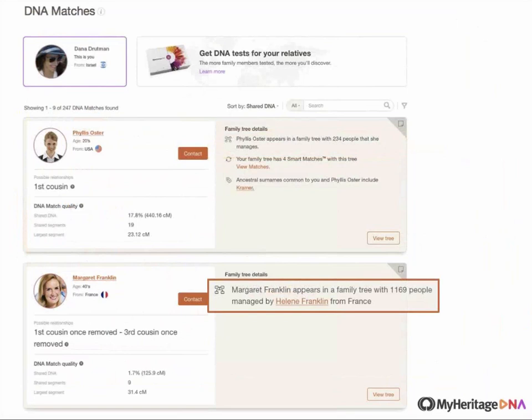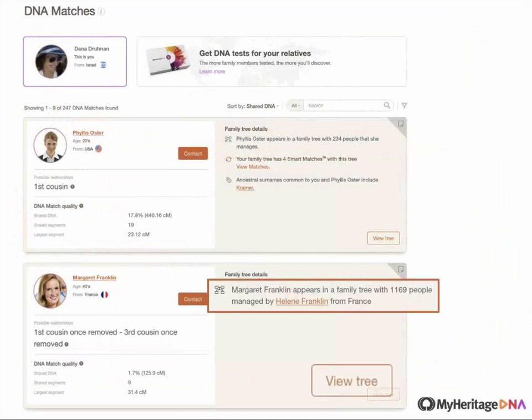So it might be more interesting to start exploring the DNA matches that you find between people that have a family tree, because it will help you analyze and investigate and have a better understanding of your family trees and maybe find a connection between the two of you, so you will know for sure what the relationship is between the two of you.